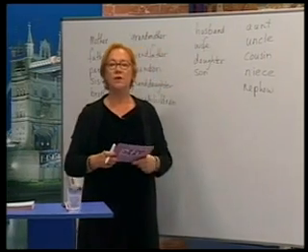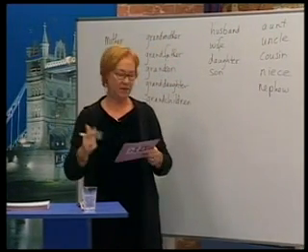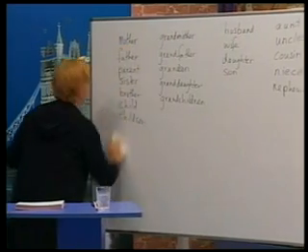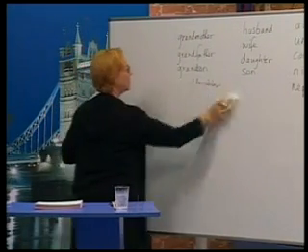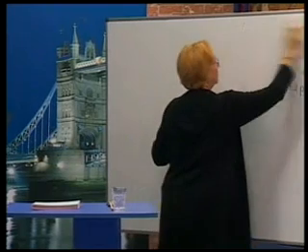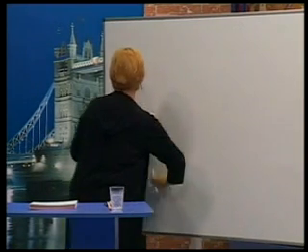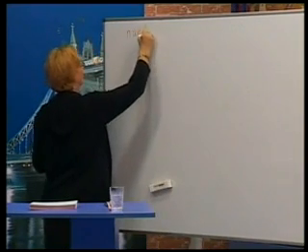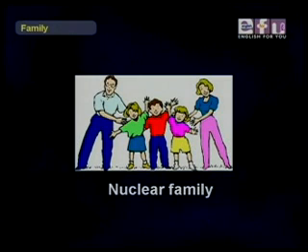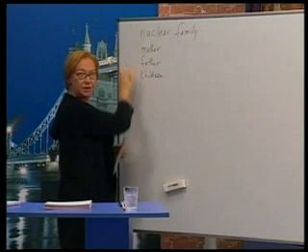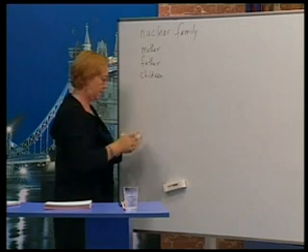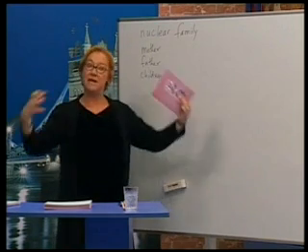Now, we're going to talk about two kinds of families. And this includes all of these. So, the first one is the nuclear family. The nuclear family is usually small and has the mother, father, and children. This is the nuclear family. Mother, father, and children.